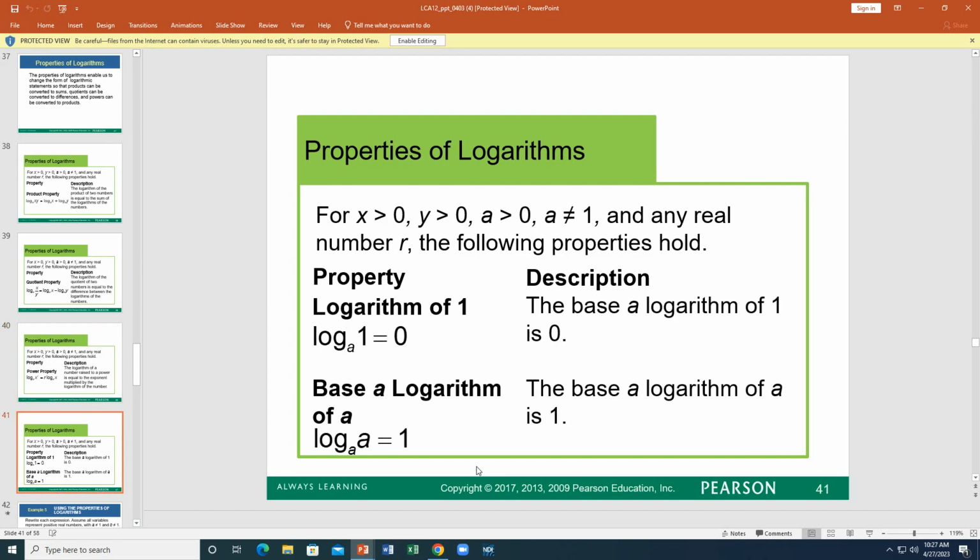And the last one is, it's not the last one. Logarithm of 1 is always equal to 0. And logarithm with base a of a is always equal to 1. So these are the properties of logarithm. Got it?